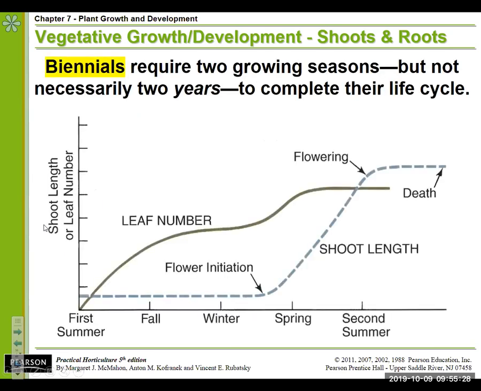It all depends on the growing season of the plant. Biennials, of course, require 2 growing seasons. That does not necessarily mean 2 years, though, to complete their life cycle. So they go through a period of delay where they're not growing vegetatively quite as much, and they go dormant, and then they have another huge flush of vegetative growth.